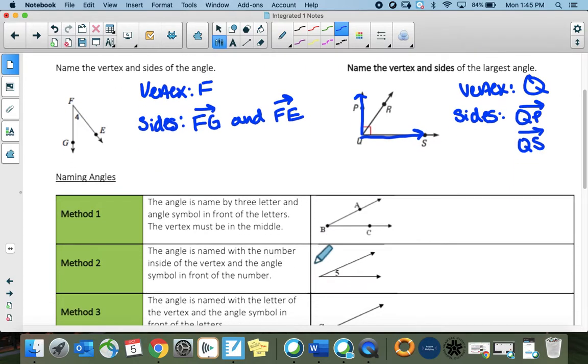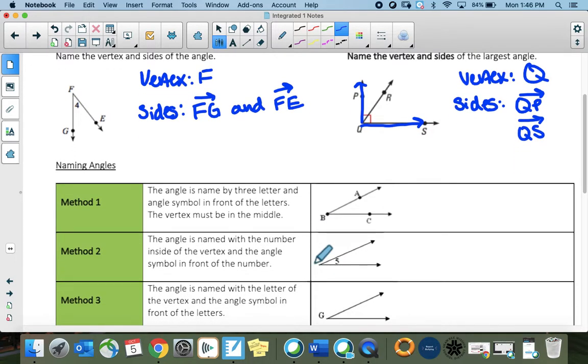Now we're going to talk about naming angles. You've probably seen a lot of this before, but the first method is using the three letters that will usually be given. You have to include the angle symbol, and the vertex has to be in the middle. Those two things have to be true. So you would say angle ABC or angle CBA. Those are the two possibilities. But you have to have all three letters, and the vertex has to be in the middle.